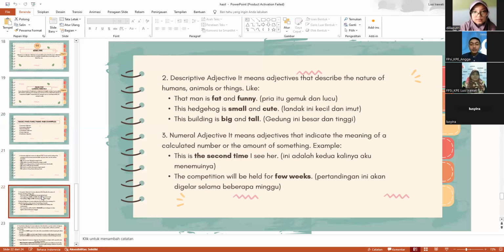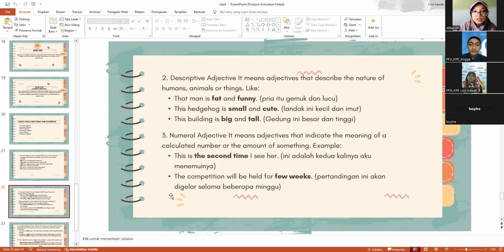Second, descriptive adjective means an adjective that describes the nature of humans, animals, or things. Maksudnya adalah kata sifat ini menerangkan tentang sifat manusia, hewan, atau benda. Contohnya, that man is fat and funny. Pria itu gemuk dan lucu. The hedgehog is small and cute. Landak ini kecil dan imut. The building is big and tall. Gedung ini besar dan tinggi.